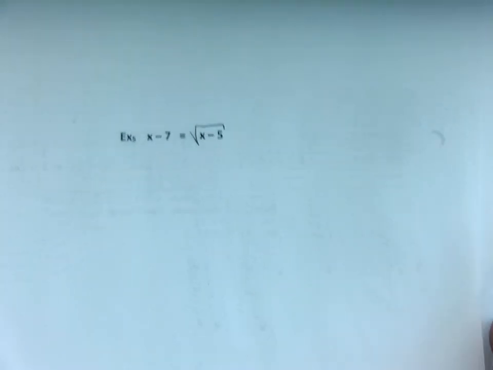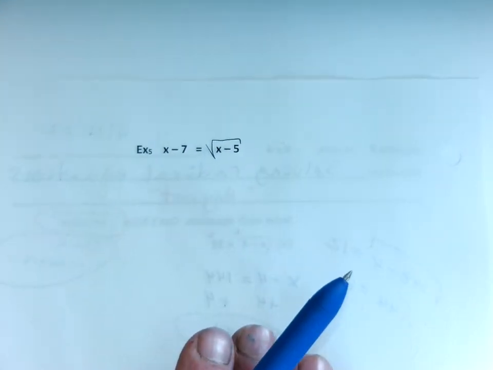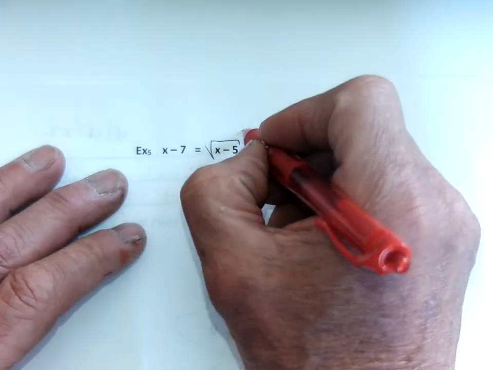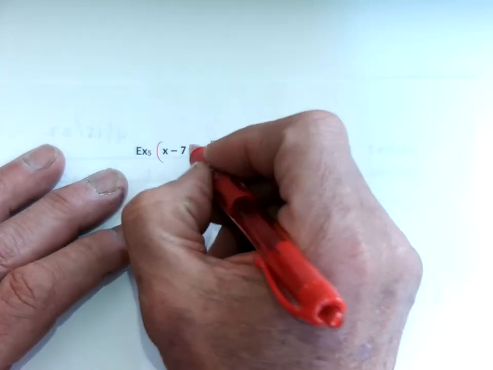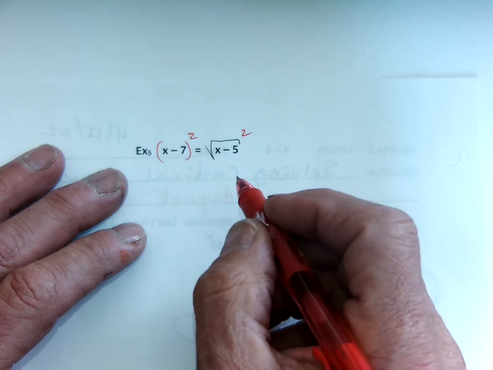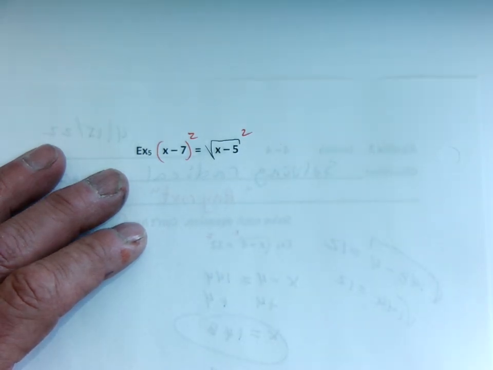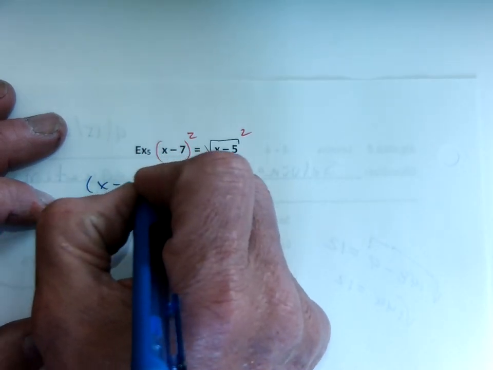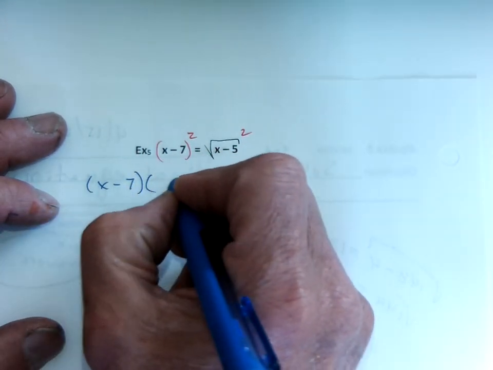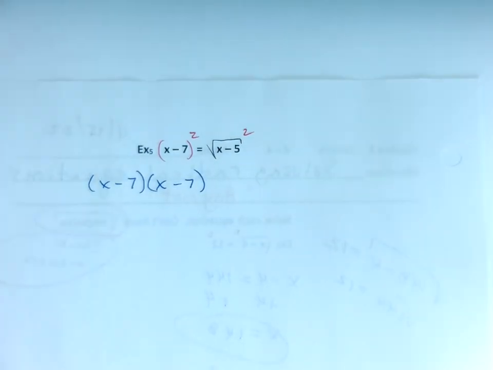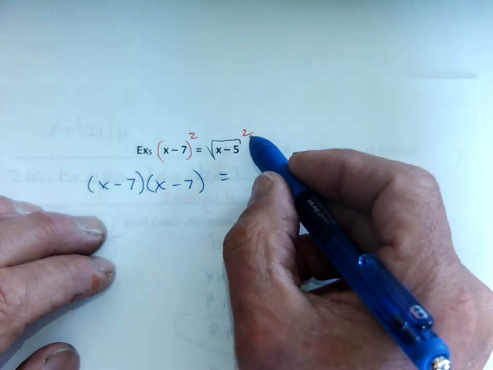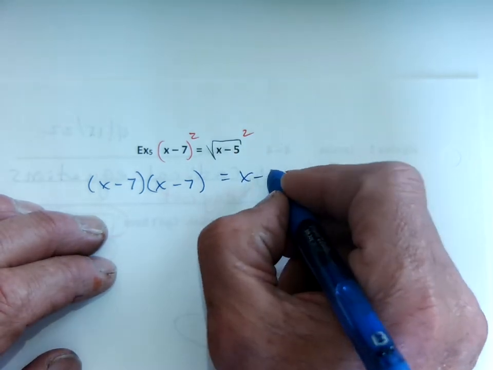All right, example 5. Okay, here comes one that is going to take a little bit of work. I don't mind that. I like these fun ones. So why does this one take a little bit of work? Well, if I square the square root, I have to square both sides. x minus 7, here's where the work comes in. x minus 7 squared is x minus 7 times x minus 7. The square cancels the square root, x minus 5, okay?